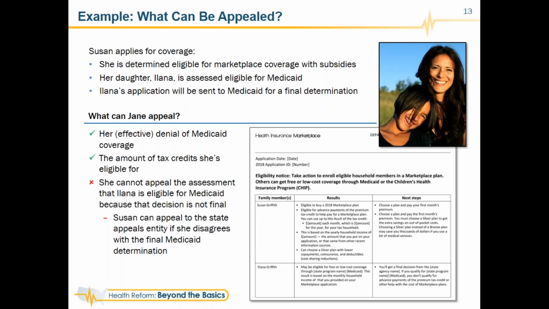And then we're going to do one more question now, and then we'll do more questions at the end of the presentation. So in a FFM state, so a state that uses healthcare.gov, when does a Medicaid appeal go to the state, and when does it go to the federal entity?